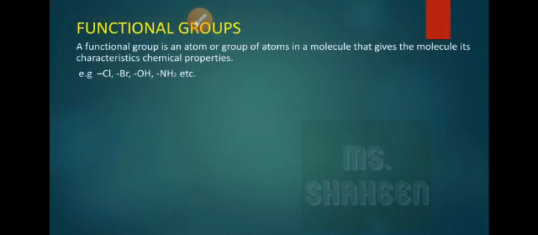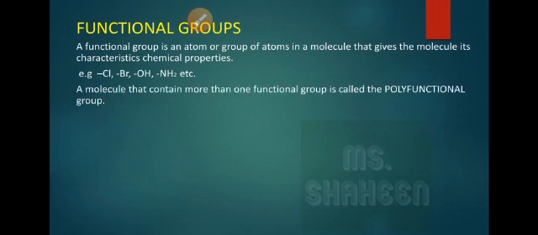Now come to the functional group. What is a functional group? A functional group is an atom or group of atoms in a molecule that gives the molecule its characteristic chemical properties. For example, chloride, bromide, hydroxyl, NH2, etc. These are the functional groups, students, which can be attached to any alkyl group.